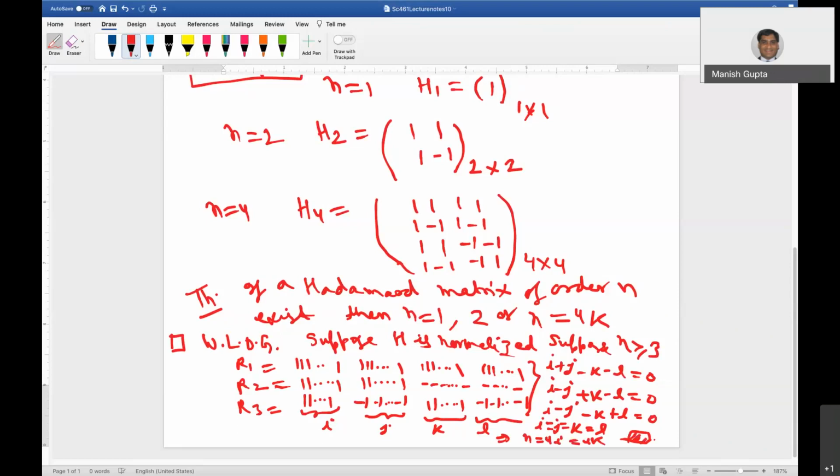Now this says that if a Hadamard matrix of order n exists, then n is 1, 2 or a multiple of 4. The reverse is still an open problem. Whether a Hadamard matrix exists whenever the order is a multiple of 4 is not known. If n is a multiple of 4, whether there exists a Hadamard matrix of that order, we don't know. So the reverse is not true. This is a very important thing.